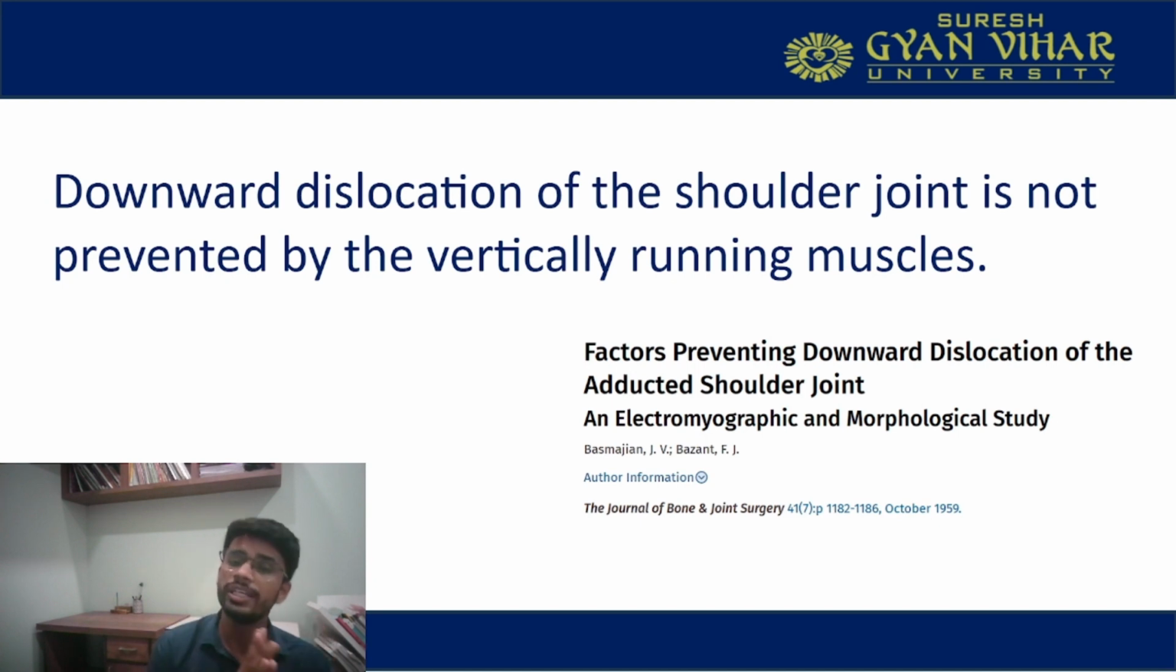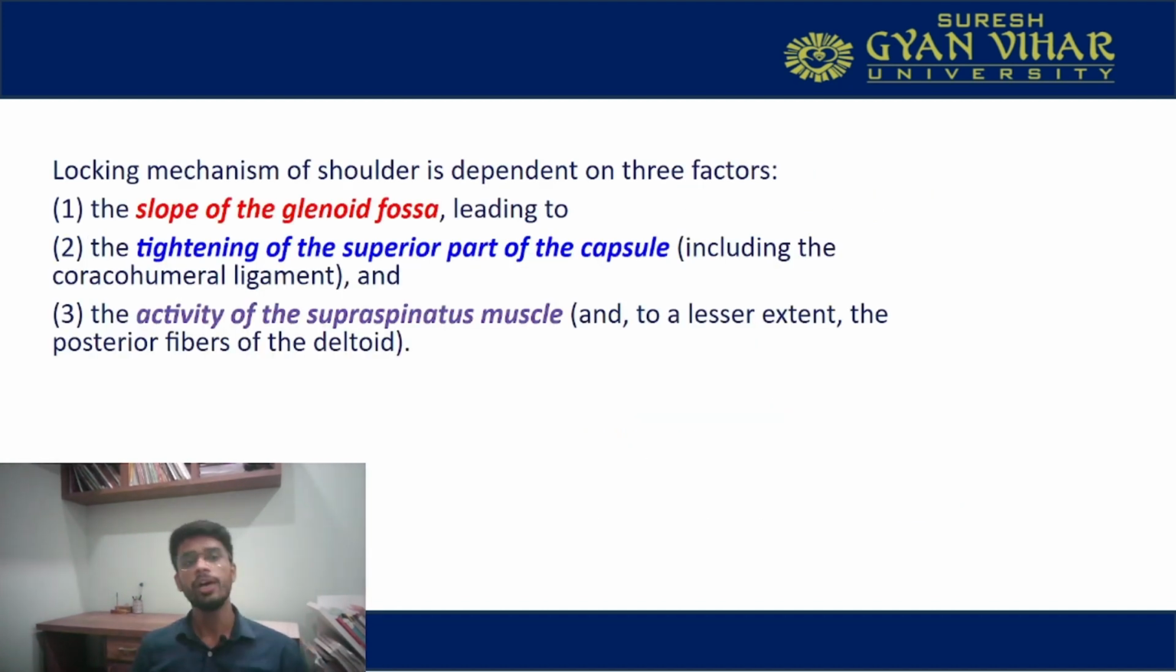So in order to maintain static stability, in order to prevent the joint from dislocating downward, your superior capsular structures play a very important and crucial role. Now the locking mechanism of the shoulder is dependent on three factors. First was the slope of the glenoid fossa that we already discussed. Then there was the tightening of the superior part of the capsule, which keeps the line of force in a horizontal direction. And the activity of the supraspinatus muscle, and to a lesser extent the posterior fibers of the deltoid, also help in this locking mechanism.